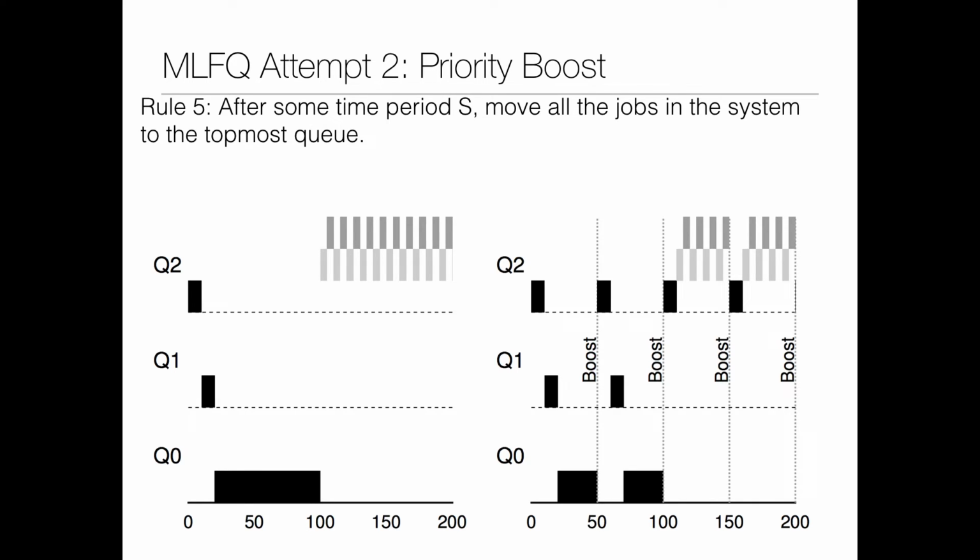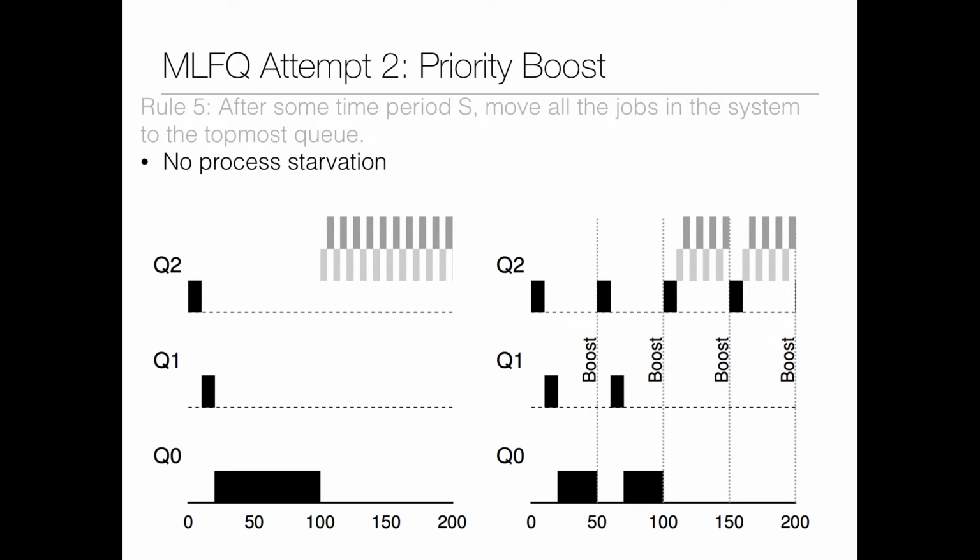So this is the fifth rule, that after some time period S, move all of the jobs in the system to the topmost queue. This prevents process starvation, and it also handles if there is a change in behavior.